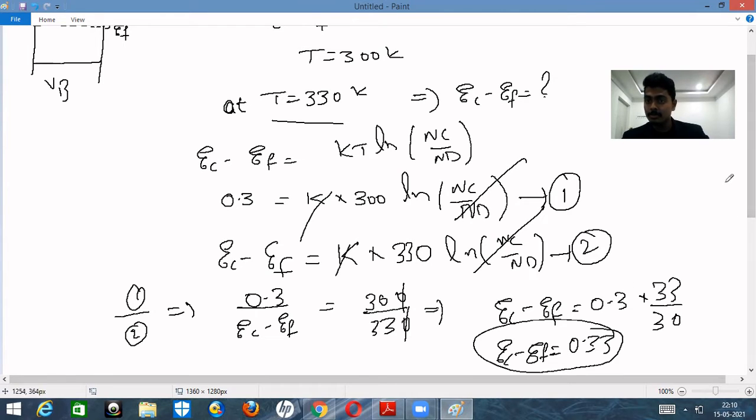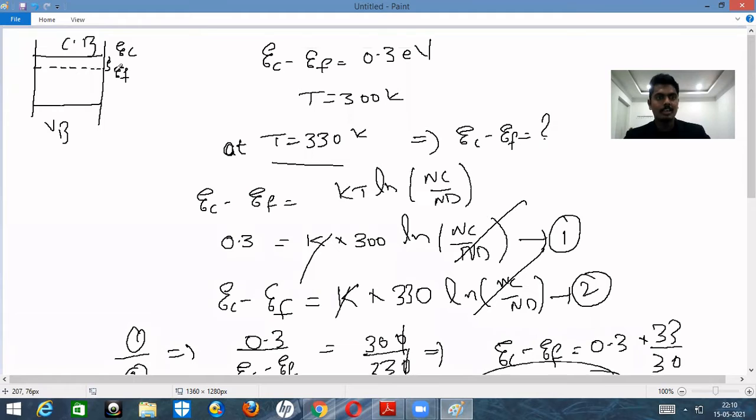Okay. So here you can observe one more thing. When the temperature is at 300 Kelvin, the Fermi energy level is somewhere 0.3 below EC. So now when you increase the temperature, what is the position of the Fermi level? It has moved towards the EFI, isn't it?